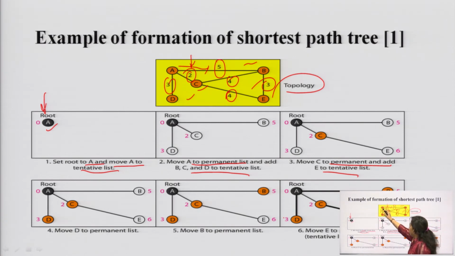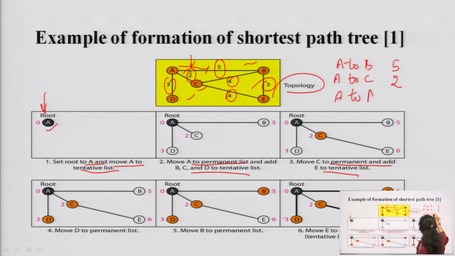So, from here we can make a decision: from A to B its cost is B, from A to C its cost is 2, from A to D its cost is 3. So, this is the least cost, so we have to consider this path, A to C. So, C is entered into the permanent list and E is added to the tentative list, because from here we can move to E only. So, this is how we make the different second move. Now, after this third step, we have to move D to the permanent list, because this has the least cost.